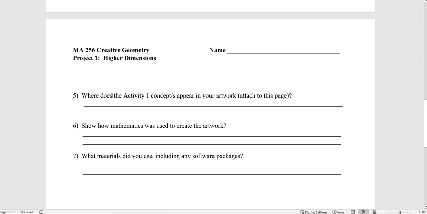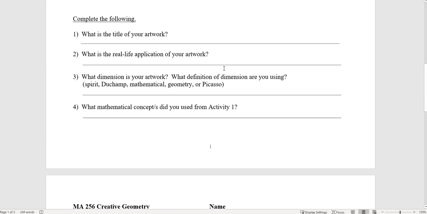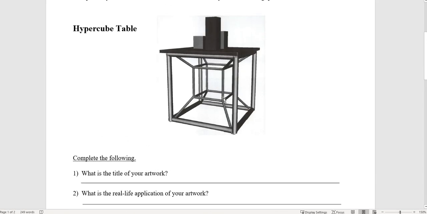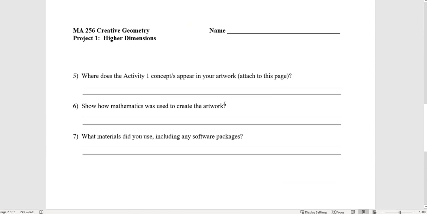And where does it appear in your artwork? Well, that's pretty obvious. Again, it's the base of the table. And how was math used to create the artwork? We just used a hypercube, a basic fourth-dimensional tesseract. And what materials did you use?